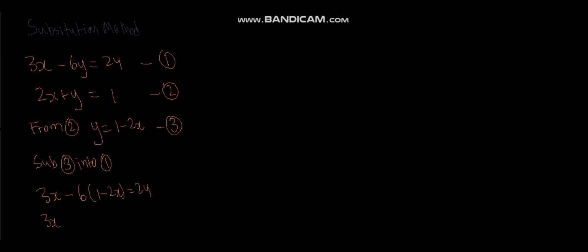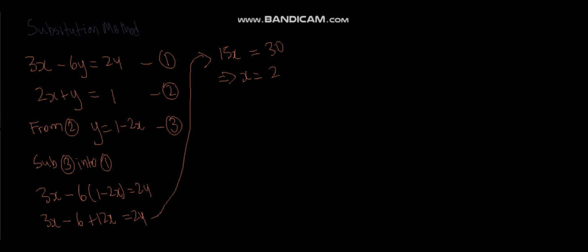So 3x minus, expanding, minus 6 by 1 is minus 6. Minus 6 by minus 2 is positive 12x equals 24. Now, taking this work into the top here, simplifying, 3 plus 12x is 15x. Carrying across the 6, we would get 24 plus 6, which is 30. So this would imply x is 30 all over 15, which is 2.